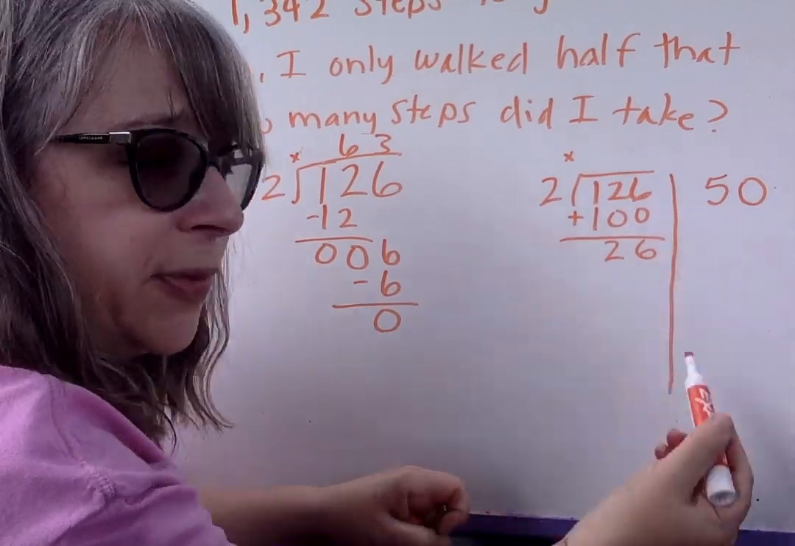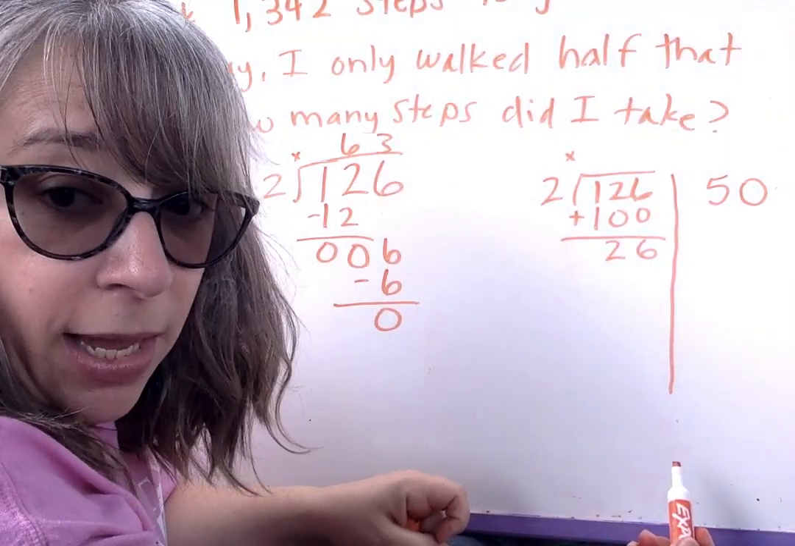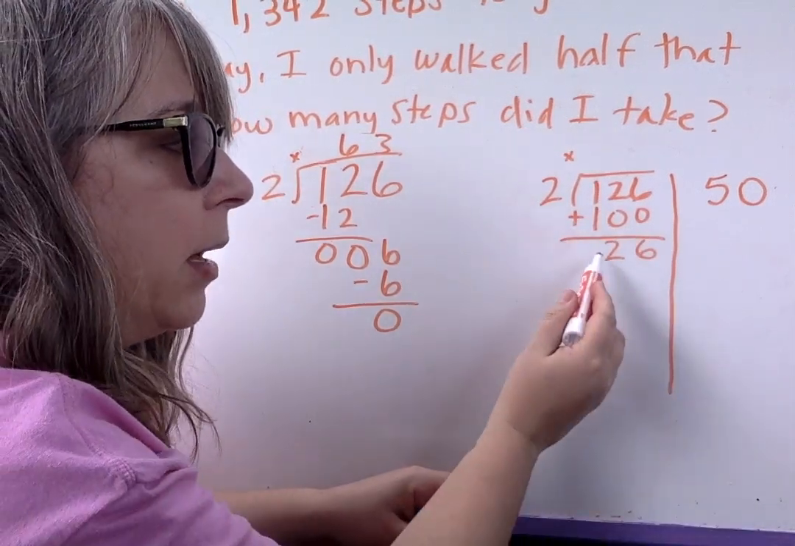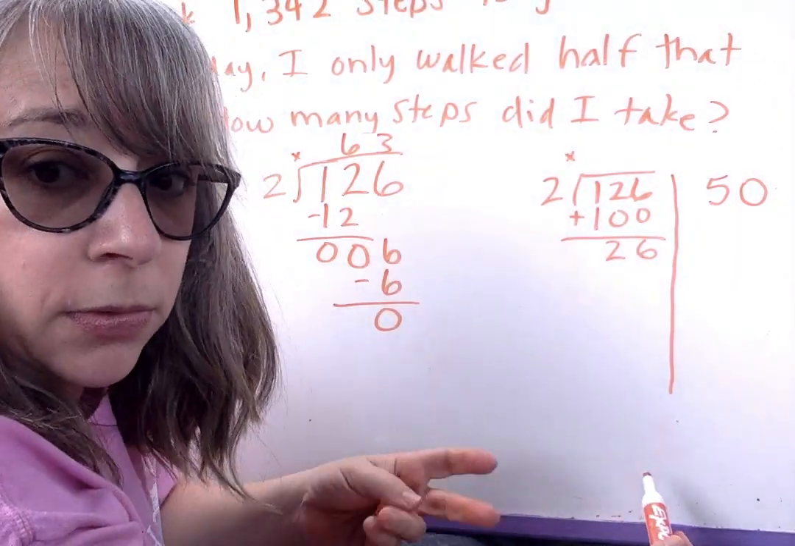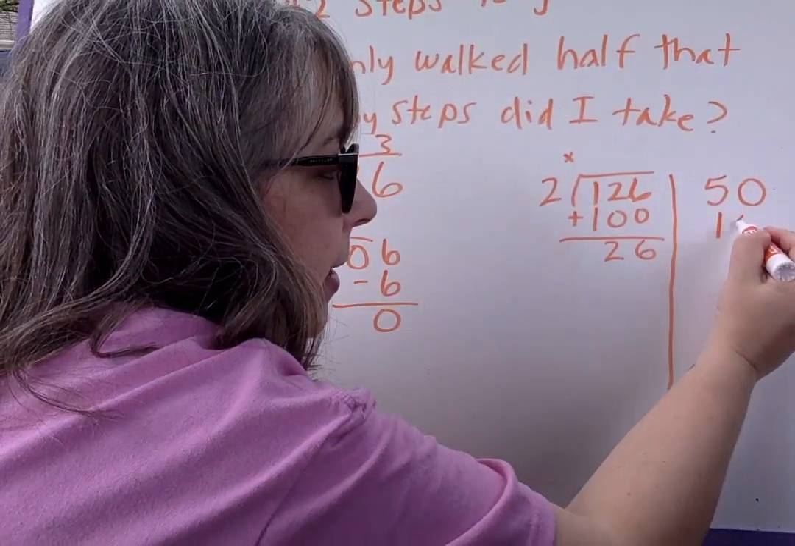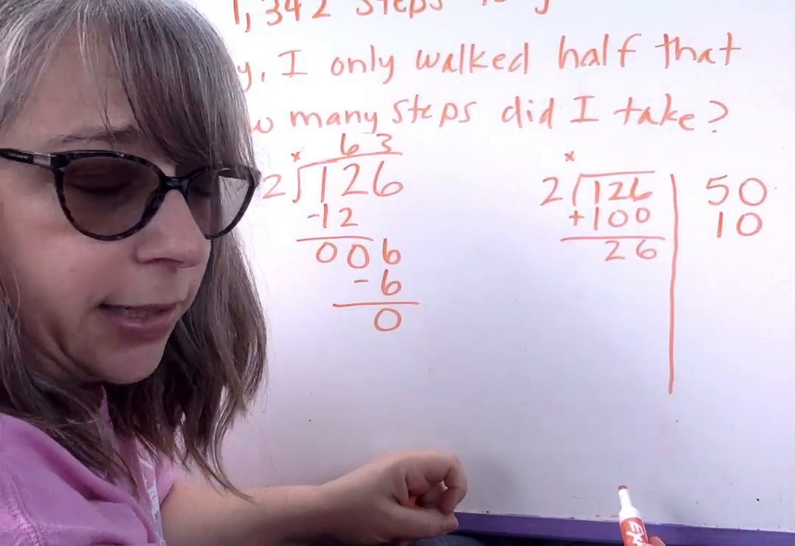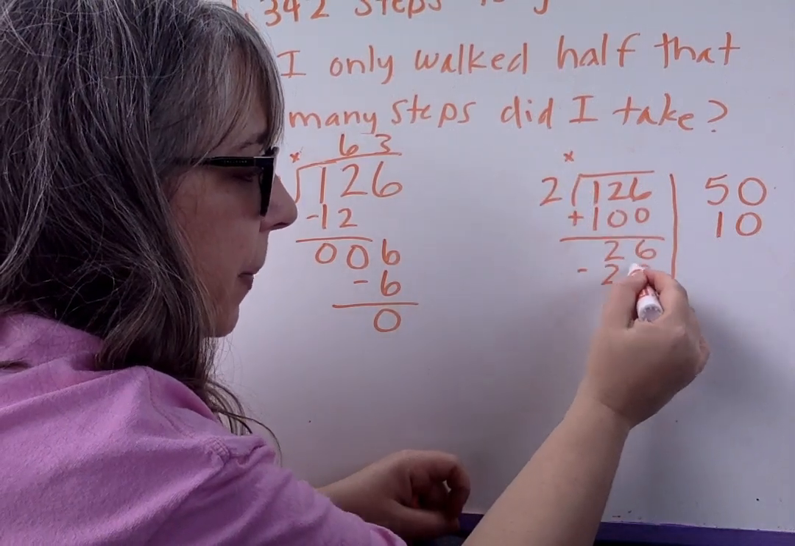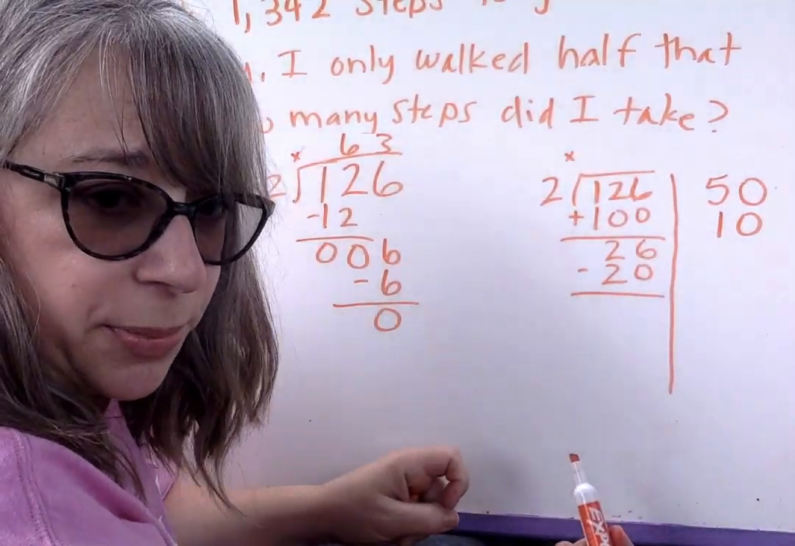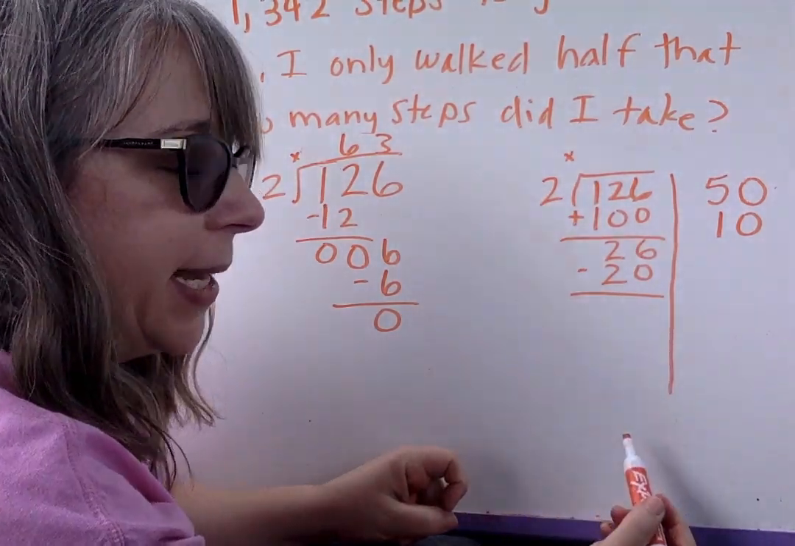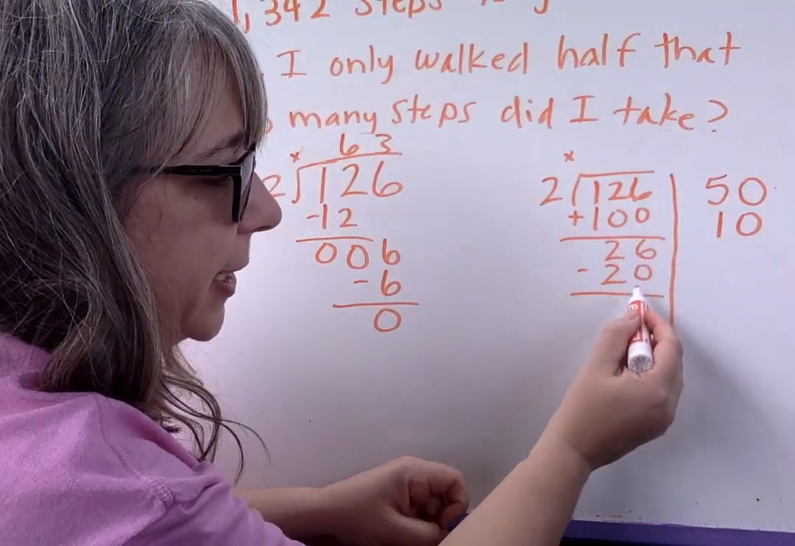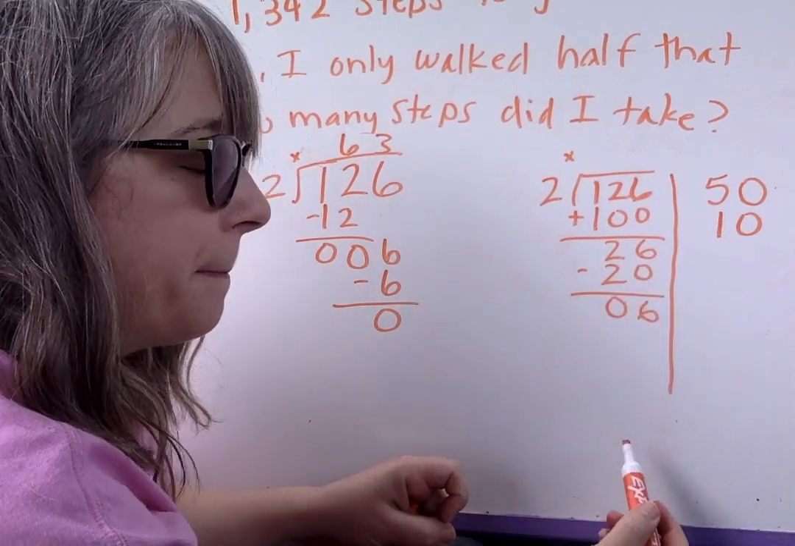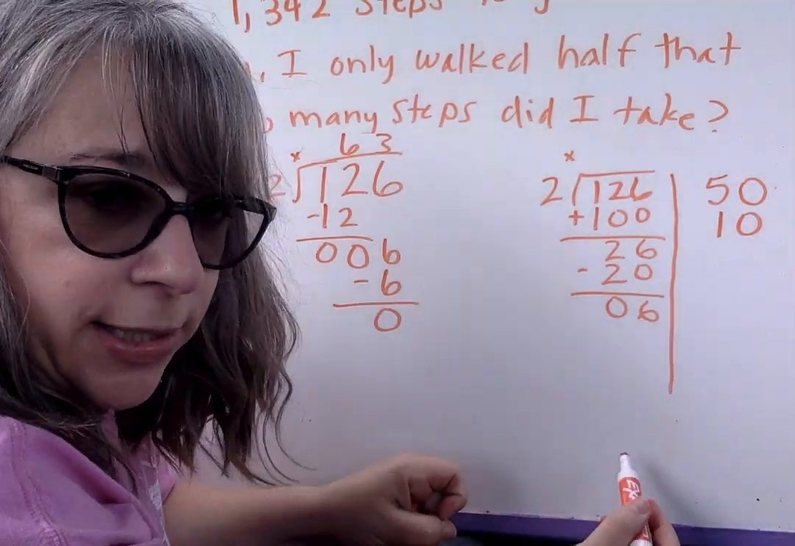All right, well, can we use 50 again? We can't, because that would be too much, okay? But, oh, what is 10 times 2? 10 times 2 is 20. So now we're going to subtract 26 minus 20. So 6 minus 0 is 6, and 2 minus 2 is 0. Well, that's a super easy number.